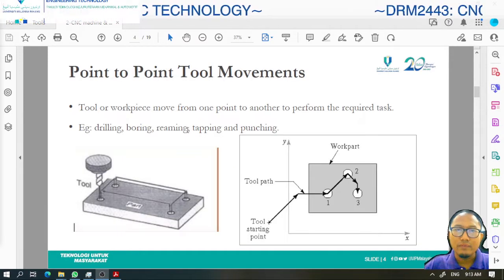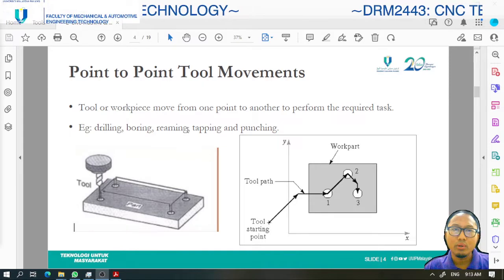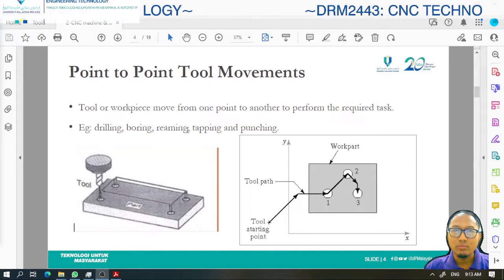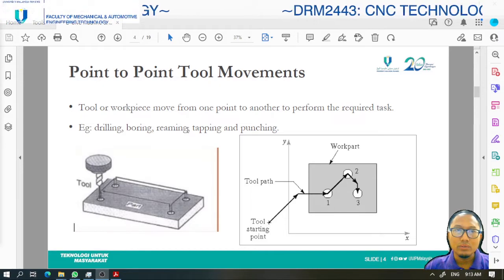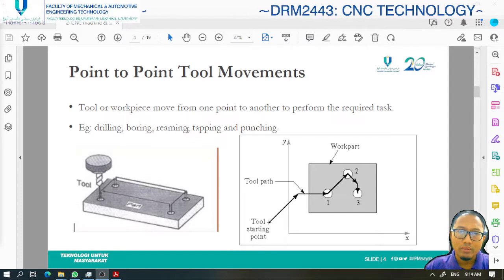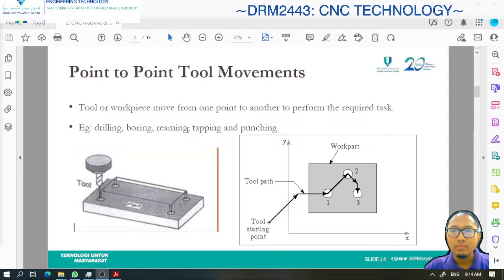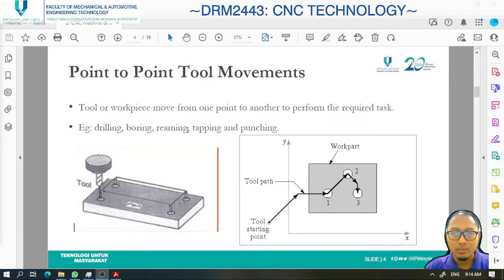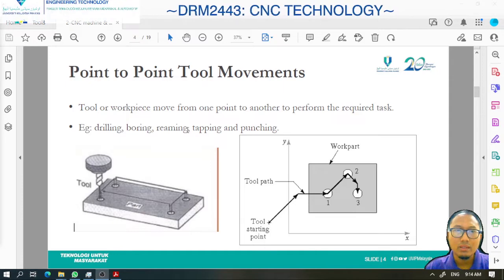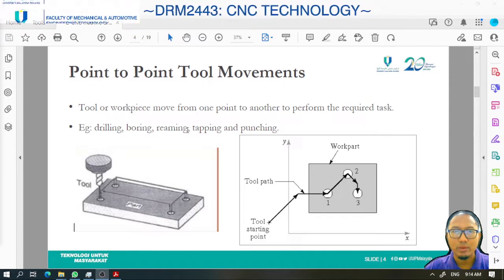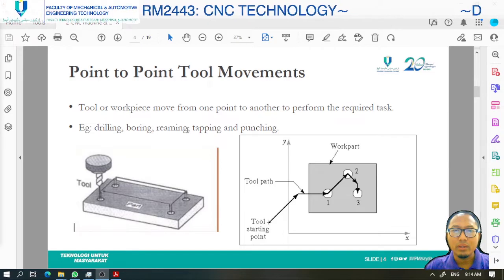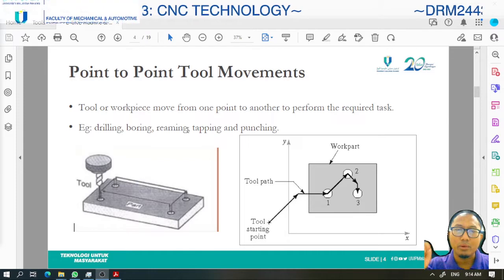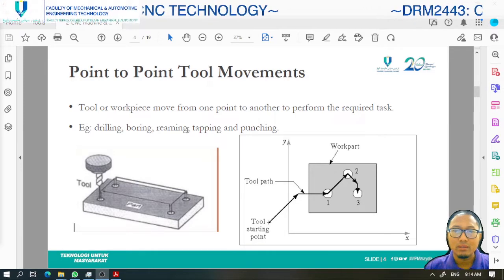Let's take a look at the first kind of movement, the point to point tool movement. For controlling the tool movement using this category, the tool or the workpiece is going to move from one point to another and perform the required tasks. For example, this kind of tool movement is used in drilling, boring, reaming, tapping, and punching, where all these operations require a task that is completed at one point. At each point a different operation will be done.